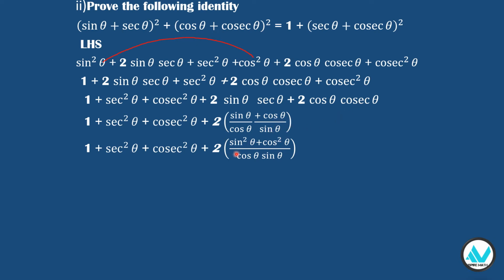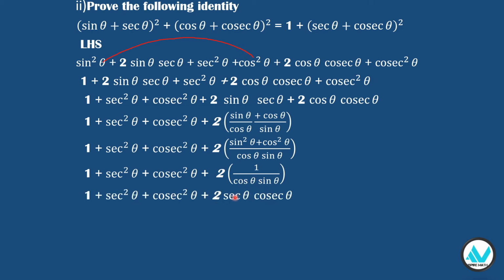My next step will be, let me take the LCM. My LCM will be cos theta sin theta. Then the numerator becomes sin square theta plus cos square theta, which is nothing but an identity, 1. So I'm getting 1 by cos theta sin theta. Now let me split this as 1 by cos theta, which is nothing but secant theta, and 1 by sin theta, which is nothing but cosecant theta.